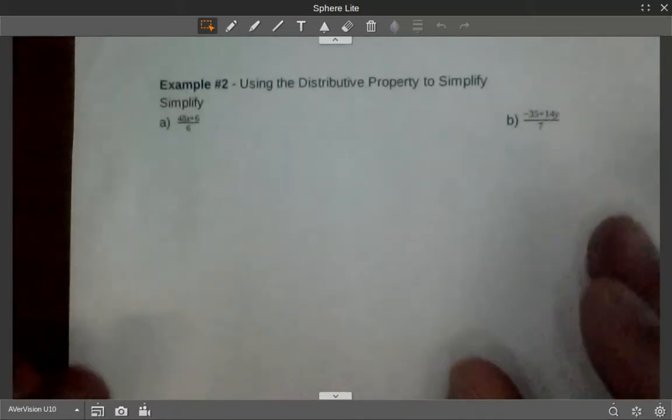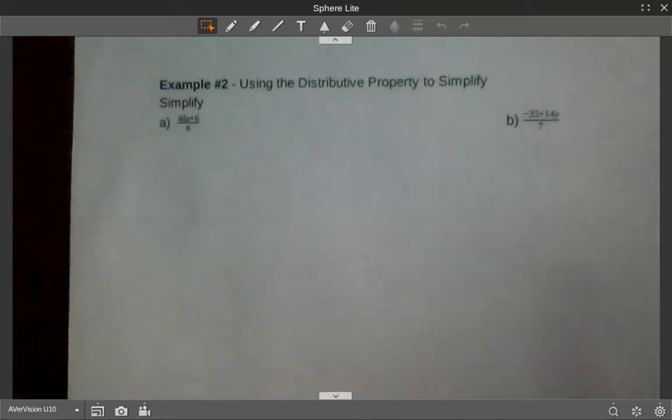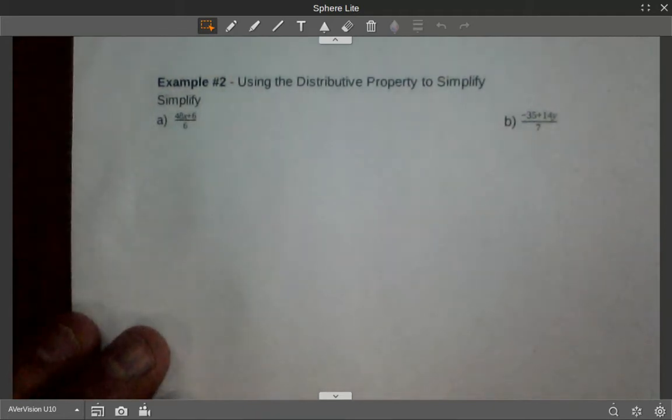All right, we also have these types of problems where it says use the distributive property to simplify. I'm going to show you a couple different ways.